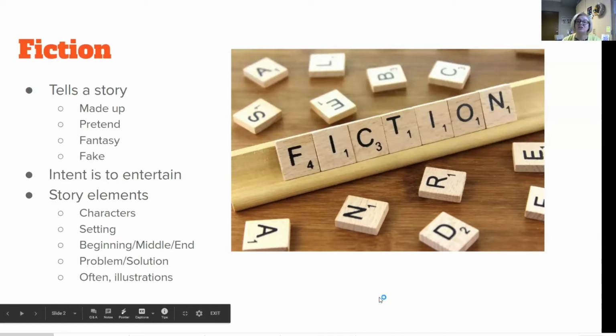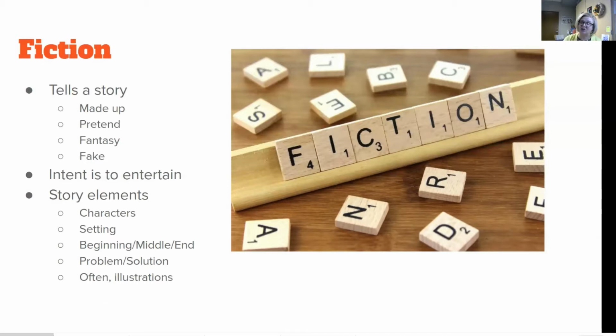Often, fiction stories have illustrations in them. And you can see this most often in the picture book section of the library. Typically, picture books have illustrations, which are pictures that are drawings. Sometimes chapter books have those as well, but not always.